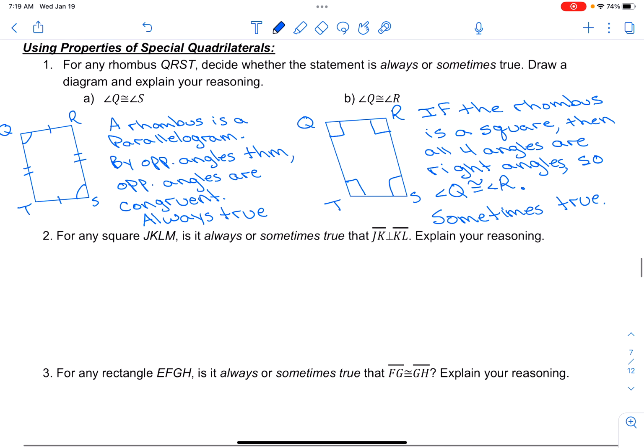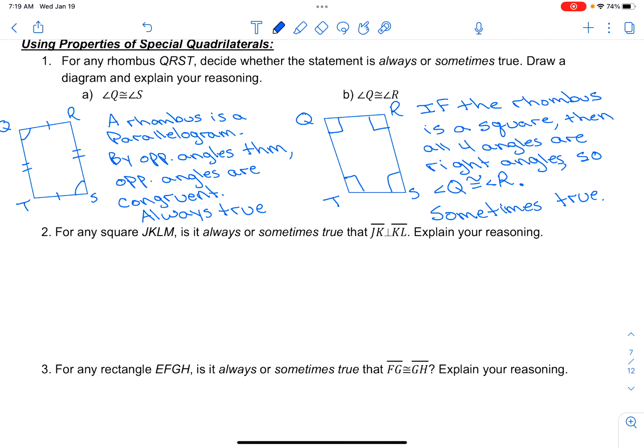All right, number 2 says for any square JKLM, is it always or sometimes true that JK is perpendicular to KL? Explain your reasoning. So again, you can draw a picture, but it is not super necessary. So we have a square.